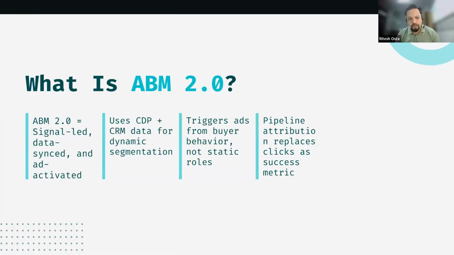So now what is ABM 2.0? While we talked about ABM 1.0, the traditional ABM, we are recently talking about this ABM 2.0, the term that we have coined from Insightstap, in which you look at your entire outreach strategy from the multi-channel perspective and how to use automation and AI to help you with that. Okay, so ABM 2.0 is signal-led, data synced, and ad activated.